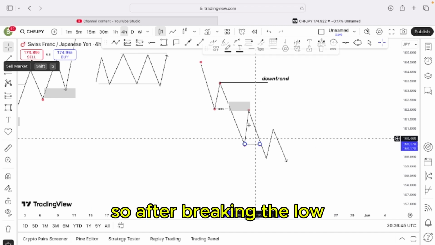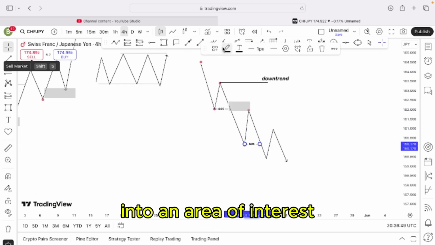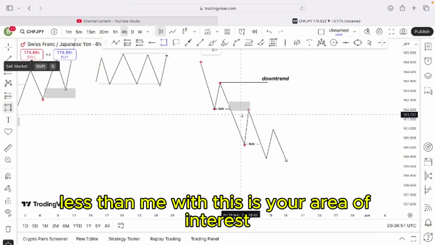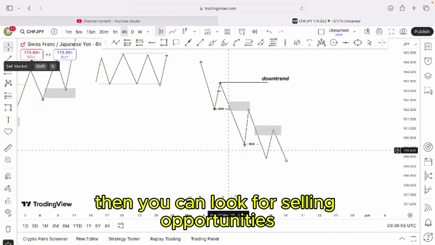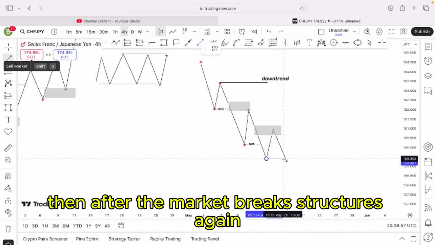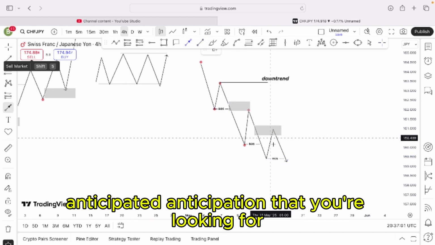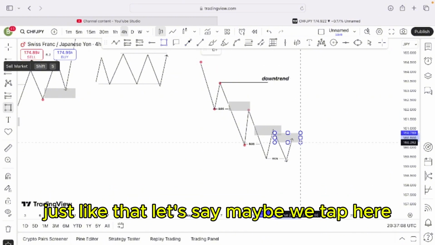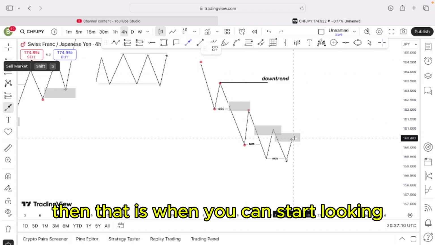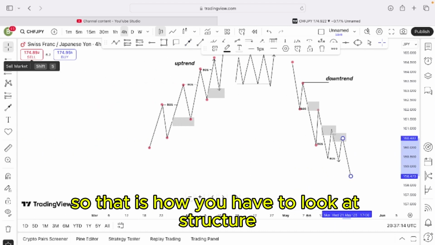So after breaking the low, obviously we know that we can expect some buying opportunities into an area of interest. Let's say maybe this is your area of interest, then you can look for selling opportunities. Then after the market breaks structure again, this is the same anticipation, that you're looking for the market to buy into areas of interest just like that. Let's say maybe we tap here, then that is when you can start looking for selling opportunities. So that is how you have to look at structure.